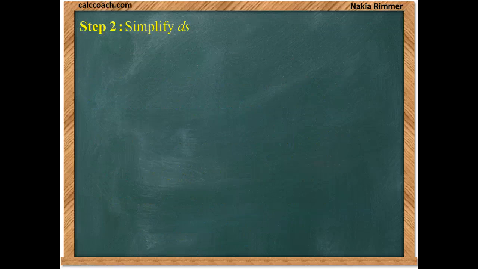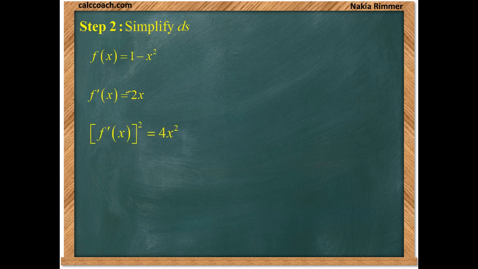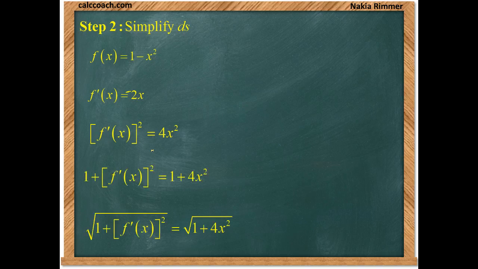So we need to simplify it. How? Well, take the derivative. 1 minus x squared's derivative is minus 2x. And then we square that, and we get 4x squared. We add 1, we get 1 plus 4x squared. Take the square root, and we leave it just like that. The root of 1 plus 4x squared. Don't think that you can take the root of each one of these. It doesn't work with the plus in between. So that's it. We're ready to then go and plug this into the integral.